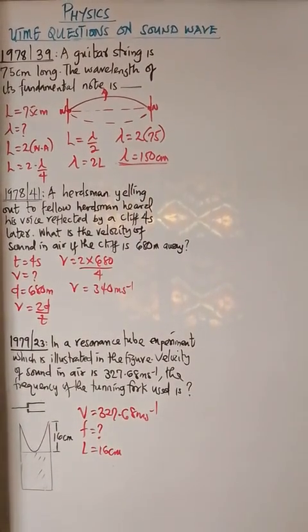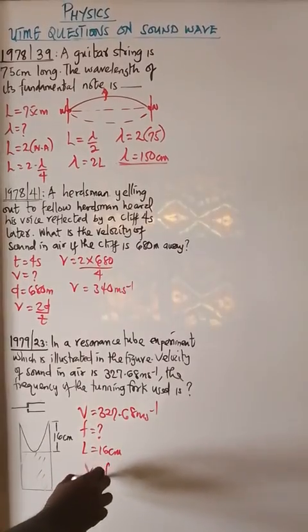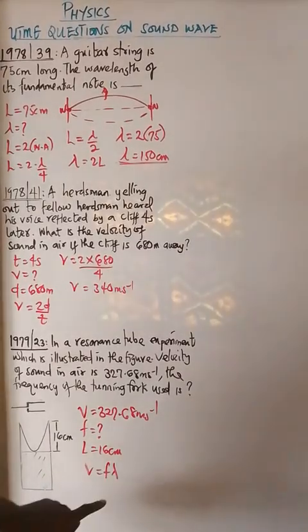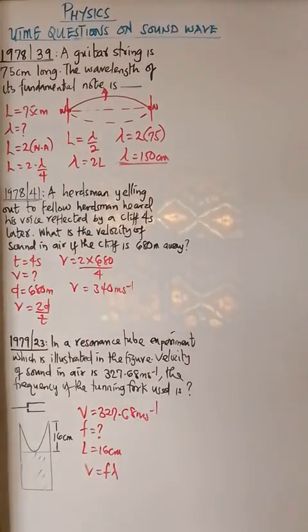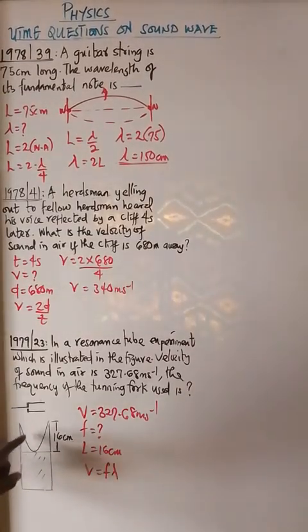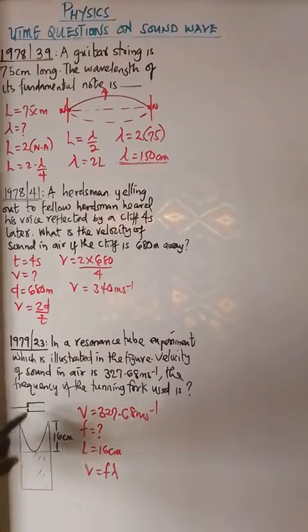Our aim is to get velocity, and we know that V is f lambda. So we have the velocity already. To get the frequency, we need to get what? The wavelength. We should know that when there is resonance, the frequency of the tuning fork equals the frequency of the sound wave there.